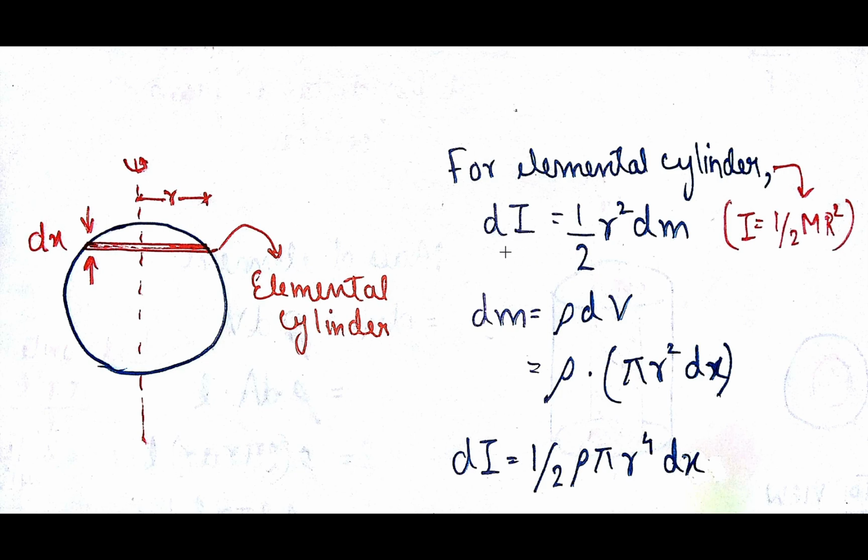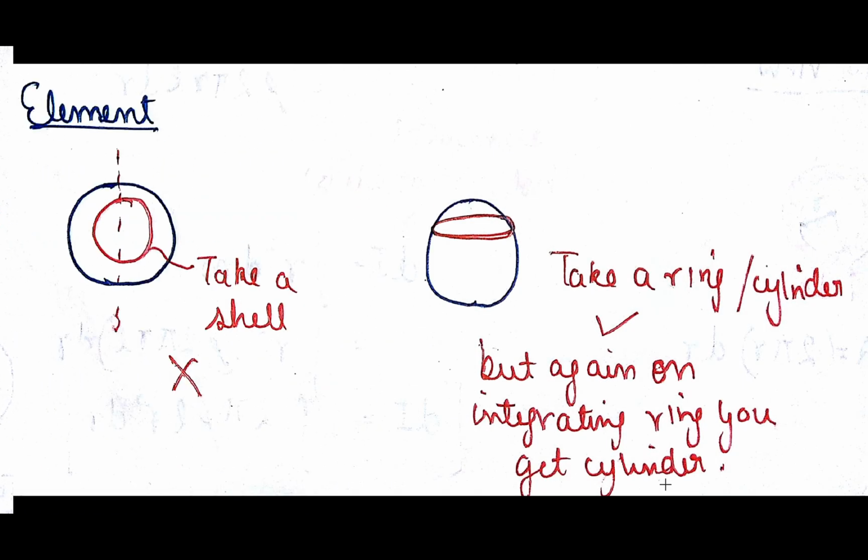So the elemental cylinder here will have a moment of inertia dI equals half r square into dm. That is half m r square, here m we have written as dm. Again, you express dm in the form of rho dV, where dV equals pi r square into dx. That is pi r square l, where l is replaced by dx, that is the height. So dI will be something like this.